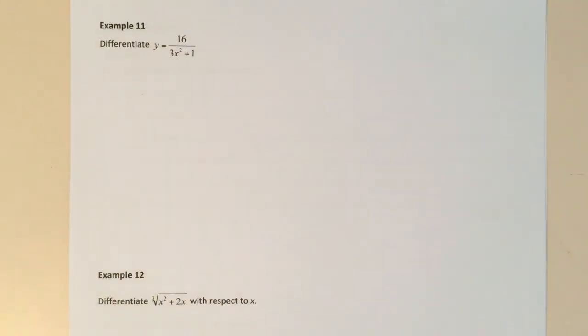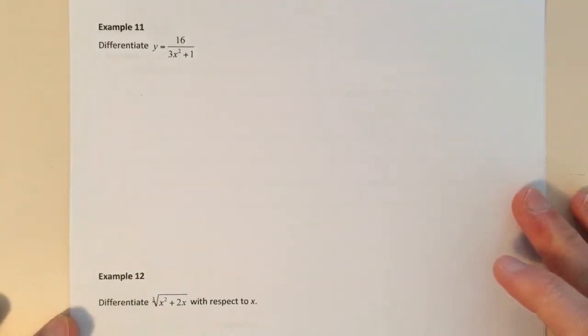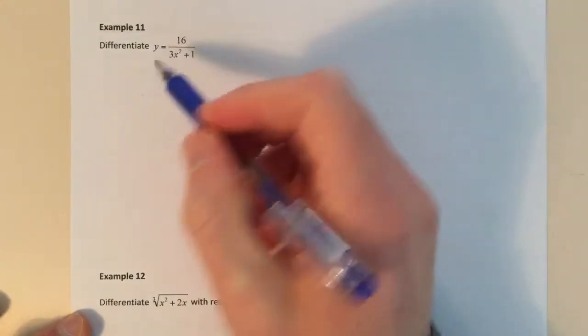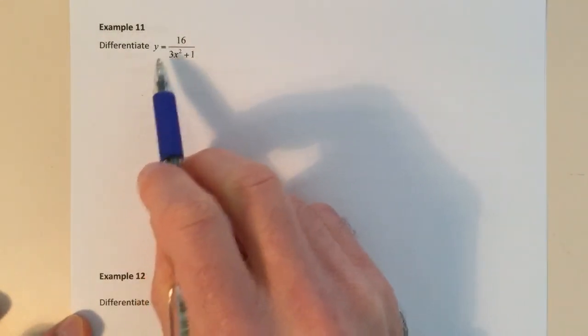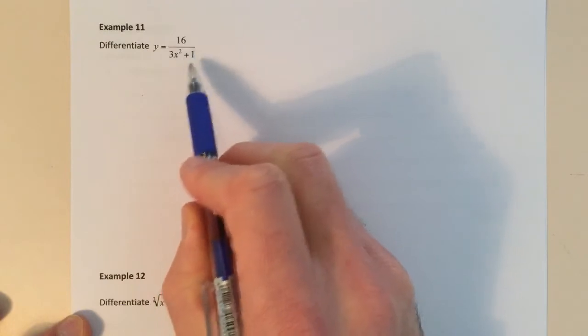All right, in this video, we're just going to go through a few more examples of the chain rule. You're going to see that this is a very repetitive process, even though we're dealing with different functions at the moment. So let's get stuck into it. First one is we're going to differentiate y equals 16 over 3x squared plus 1.